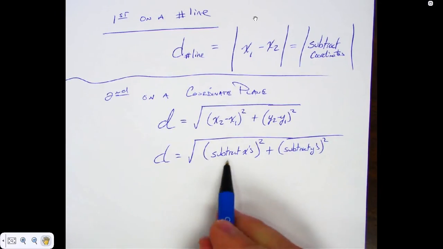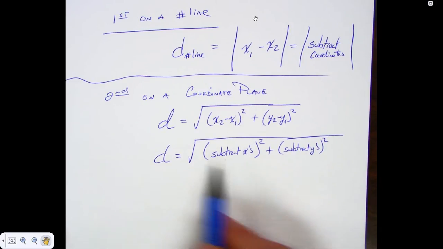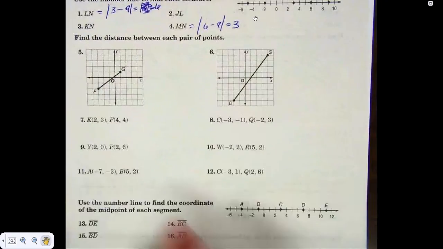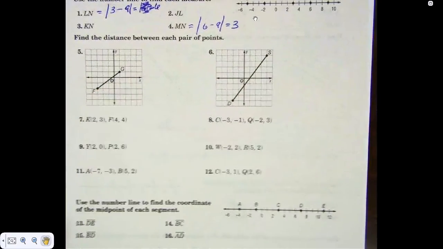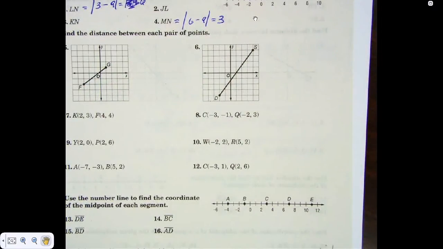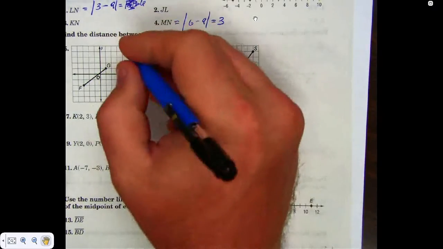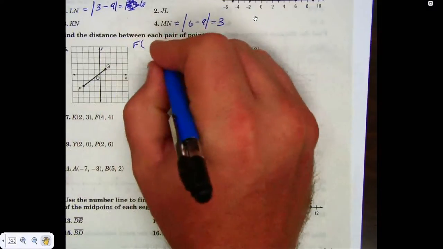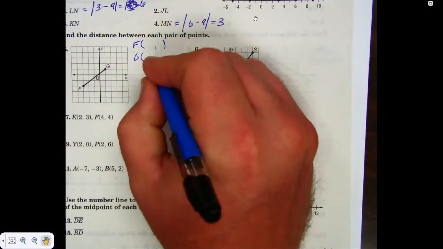So you basically find the distance: you subtract the x's, square it, subtract the y's, square it, add them together, then take the square root. And you're going to use the square root button on your calculator. Make sense? Let's go do an example. And no, you cannot go right here and count. On number 5, what are they having you do? They want to find the distance between each pair of points. Well, you can't sit here and count. So what do you need? You need the coordinates of F, and you need the coordinates of G.